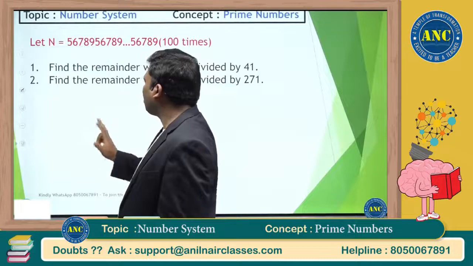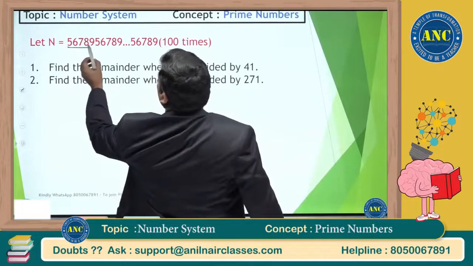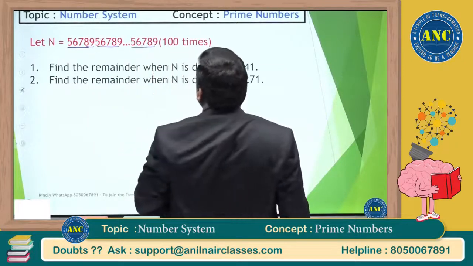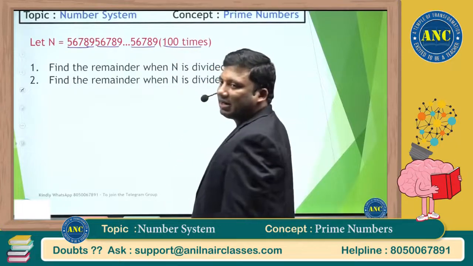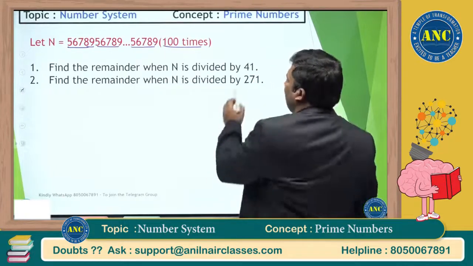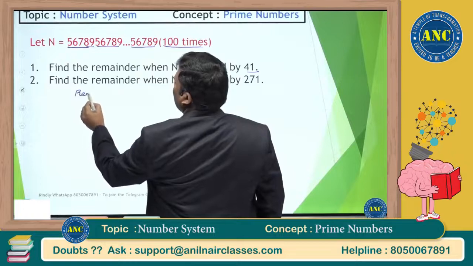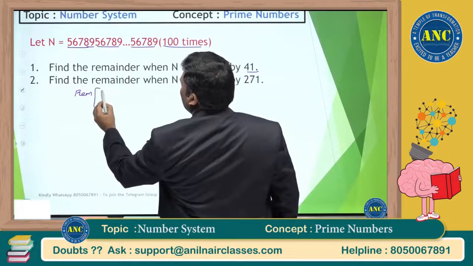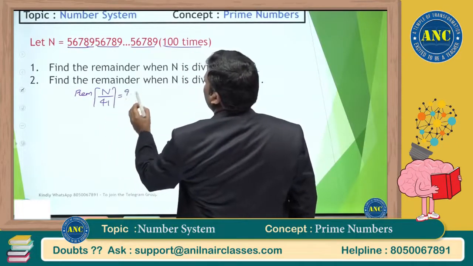Beautiful question, sir. The question is: 56789, it is a 5-digit number. That 5-digit number is written 100 times. What is the remainder when it is divided by 41 and 271?